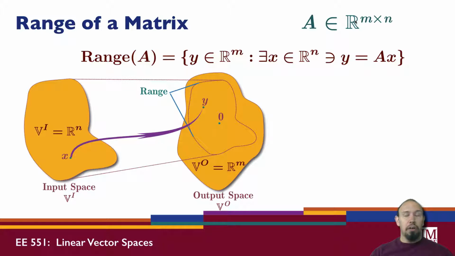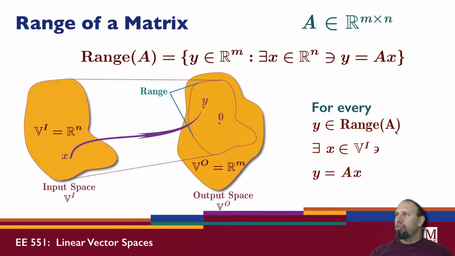So we often think of matrices as being square, but most matrices are not square. They're rectangular. They can either be tall and thin, or they can be short and fat. So a square matrix is actually a special case of matrices. So basically what this is saying is that for every y in the range of A, there exists an x in the input space such that y is equal to A times x. So this is the definition of the range.